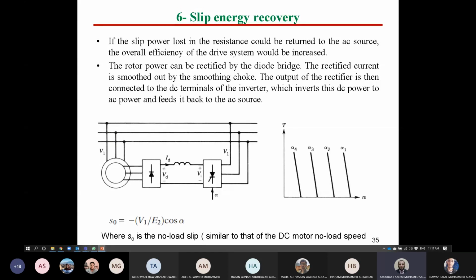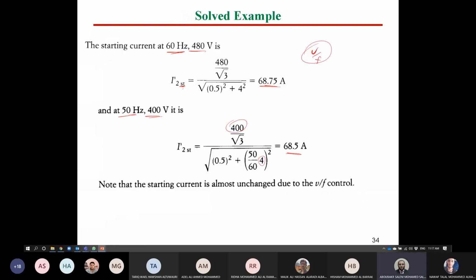Doctor, slip energy recovery. Can you go back to the last slide? So every time we get a different ratio, we need to multiply by that ratio, like 50 over 60 and so on. It should be equal all the time. If I make constant flux control or V over F control, V over F should always be constant. So if you change the frequency, you have to change the volt in order to respect the same ratio. Oh, okay.